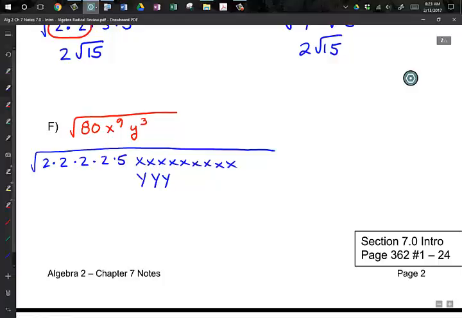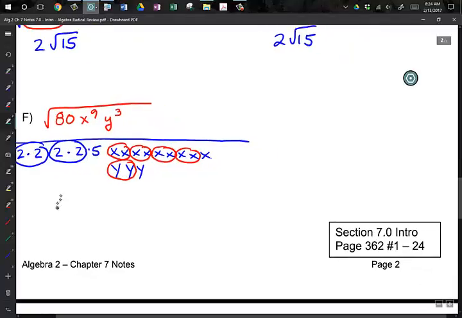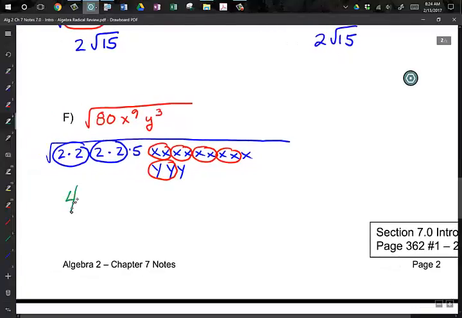Let's circle our pairs. There's a pair of 2's. There's another pair of 2's. Circle our pairs of x's. 1, 2, 3, 4, and our pair of y's. So everything that's circled is going to come out. How many 2's come out? 2 of them, so that's 4. How many x's come out? 4. And how many y's come out? Just 1. What's left inside? It's not circled. 5xy.